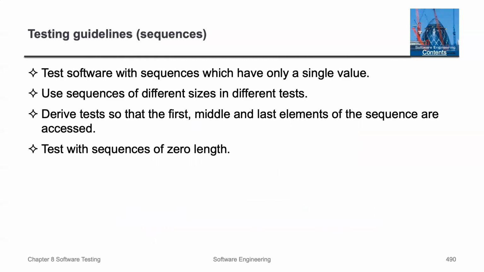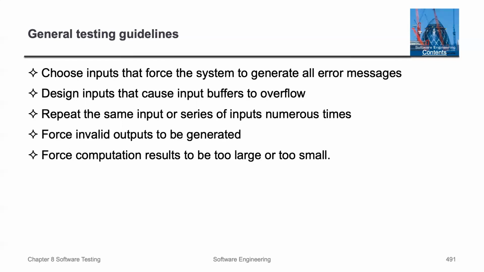So for testing guidelines for sequences, test the software with sequences which have only a single value. You want to use sequences of different sizes in different tests, and you want to derive tests so that the first, middle, and last elements of a sequence are accessed, and tests with a sequence of zero length. These would be things where you potentially could be getting errors.